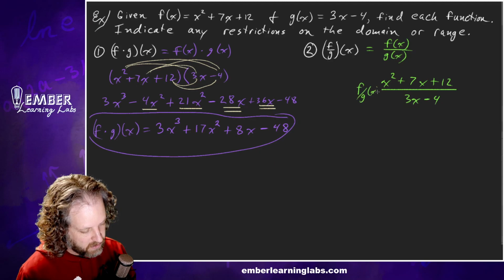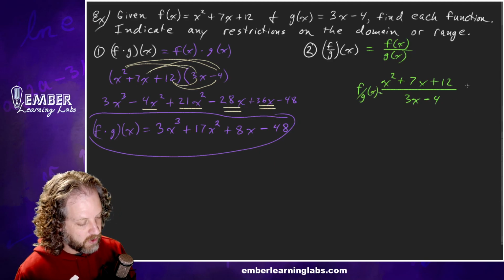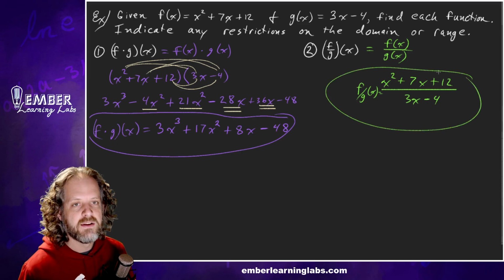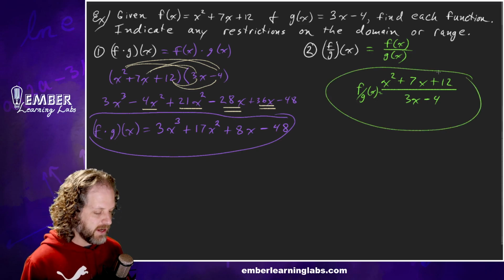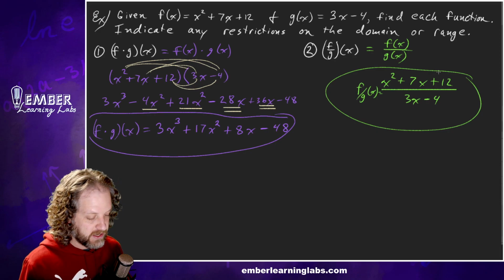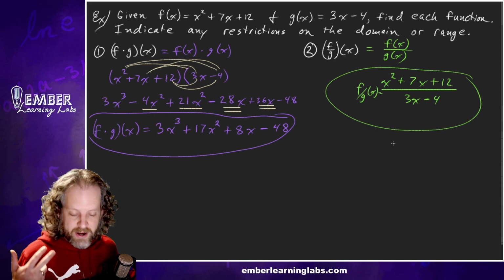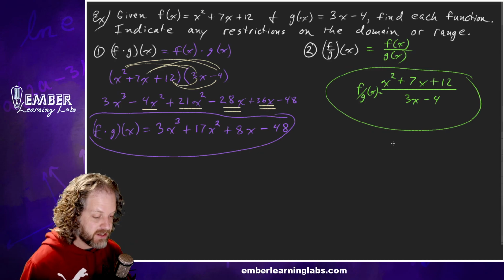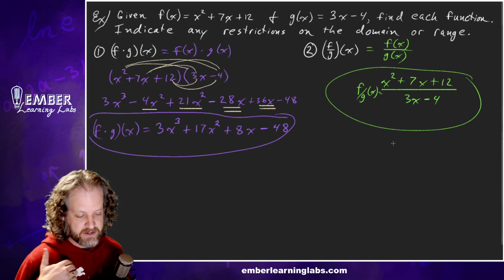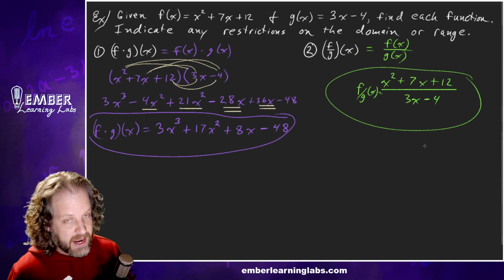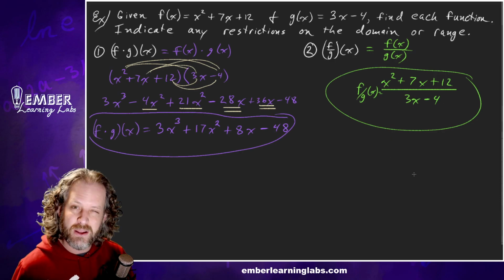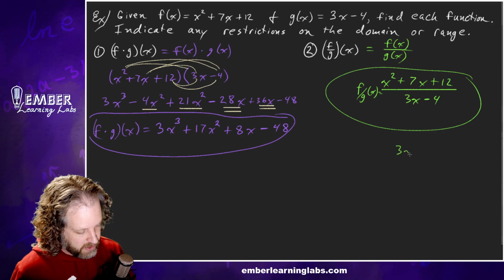Now, this one is the one where we have a restriction on our domain. So there's kind of more to the answer, because if we take a look at this thing, we've got a fraction there. What can we not have in the bottom of a fraction? We can't have 0 in the bottom of the fraction. So in order to figure out our domain restriction, we need to set that denominator equal to 0. So 3x minus 4 equals 0.